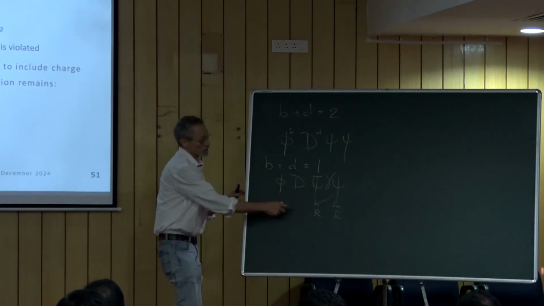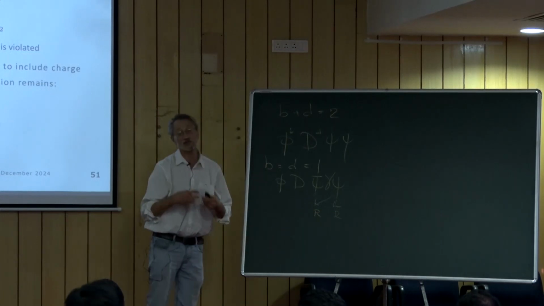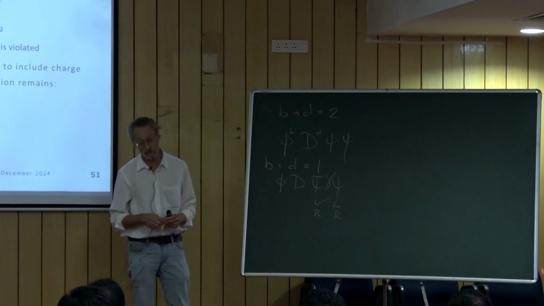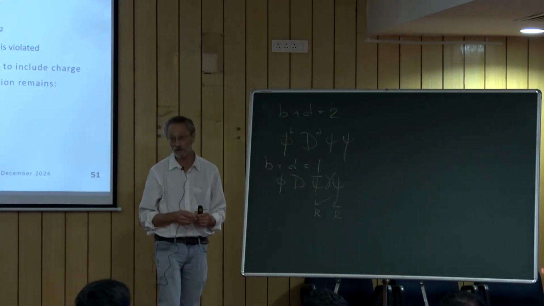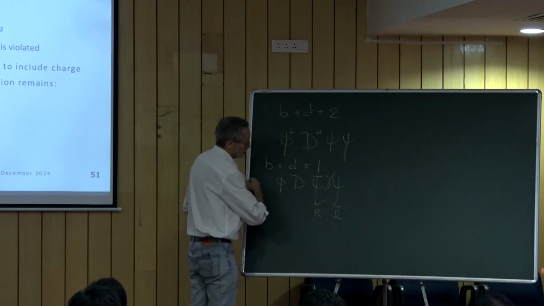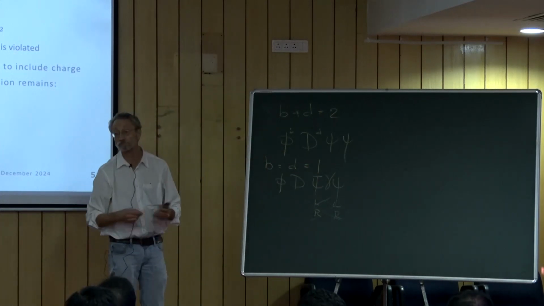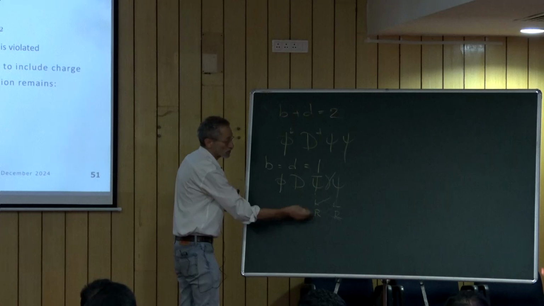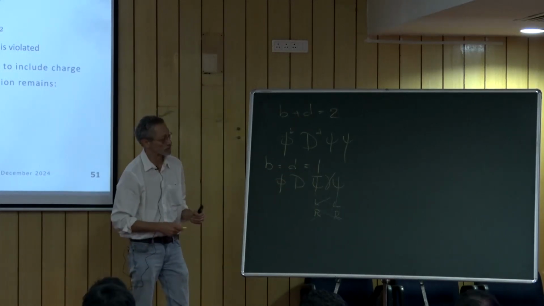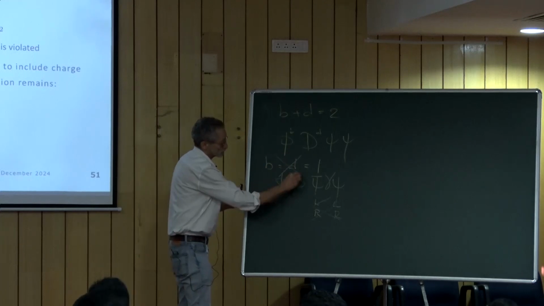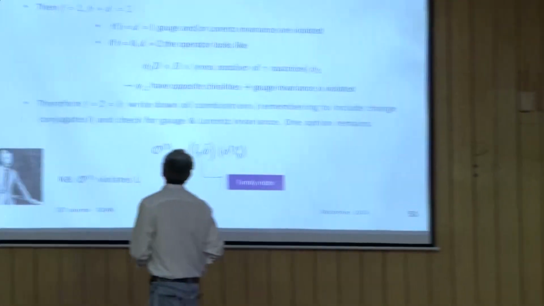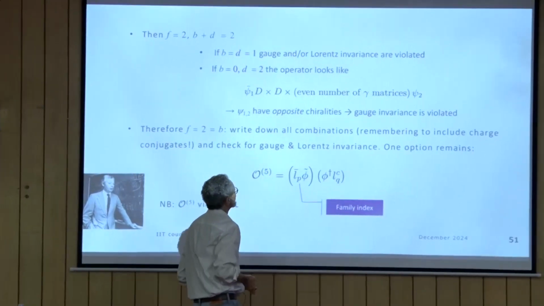If you have 2 right guys, they're isosinglets. And now you have 1 isodoublet, of which you can now not make a gauge invariant object. And so by gauge invariance, this guy doesn't work. In fact, since these were the only 2 possibilities, b and d equal to 1 is disallowed, gone. So that's why it says there that it violates gauge and/or Lorentz invariance.